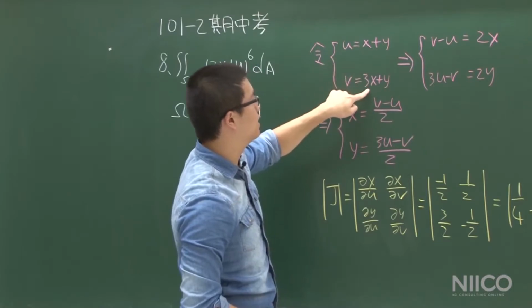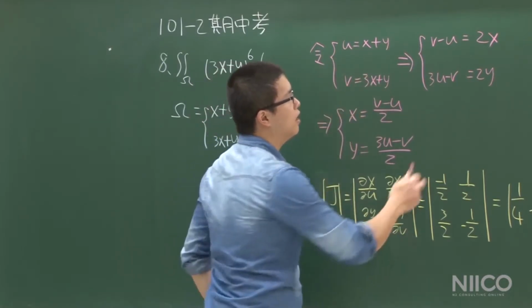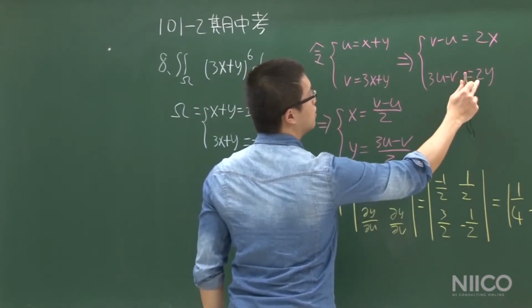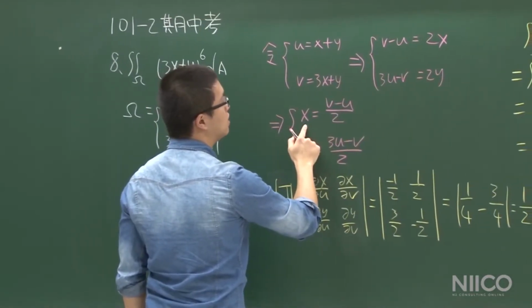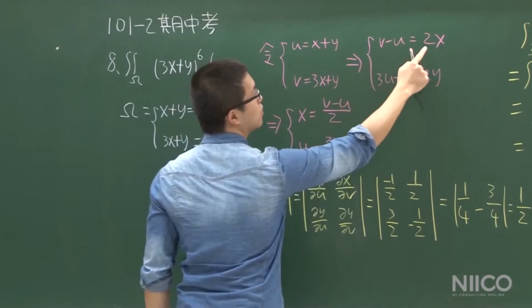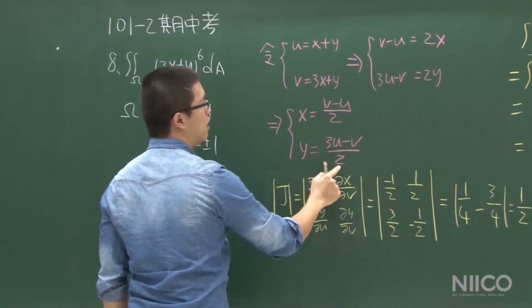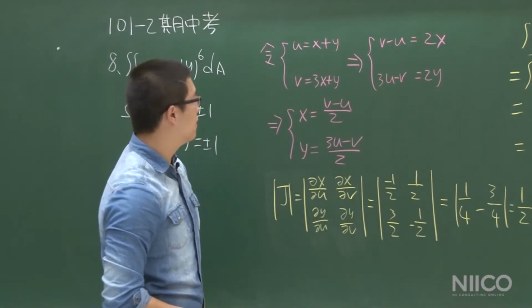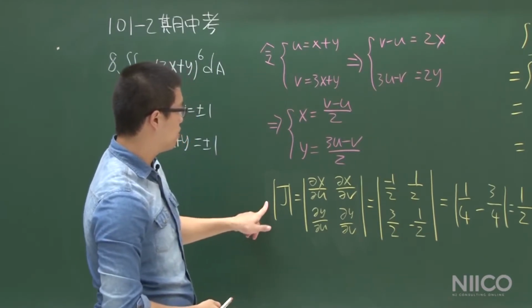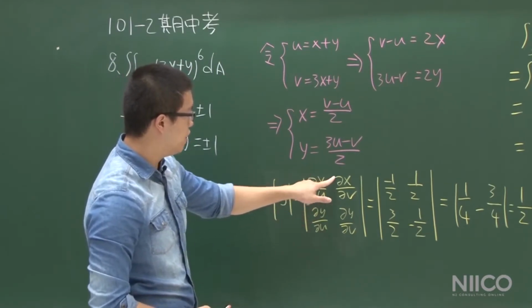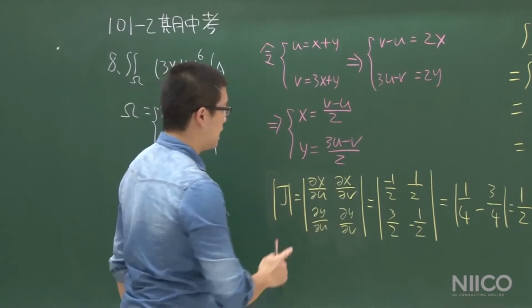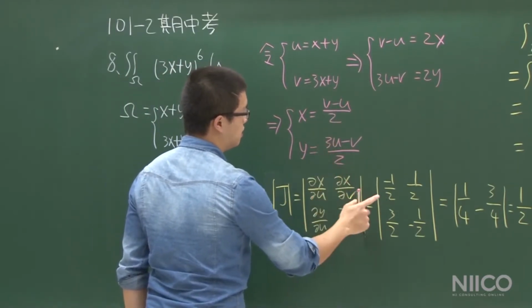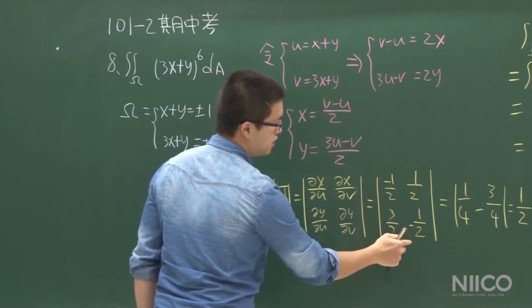And the Jacobian is defined as the matrix partial x over partial u, partial y over partial u, and partial x over partial v, and partial y over partial v. So what is partial x over partial u? It is negative 1/2. And what is partial y over partial u? It is 3 over 2. And what is partial x over partial v? It is 1/2. And lastly, partial y over partial v is negative 1/2.